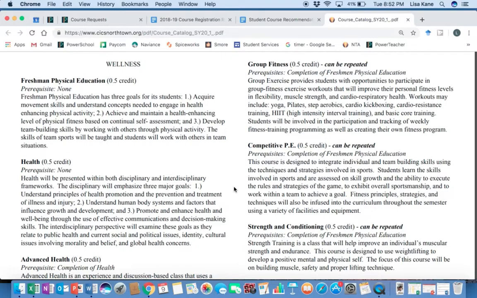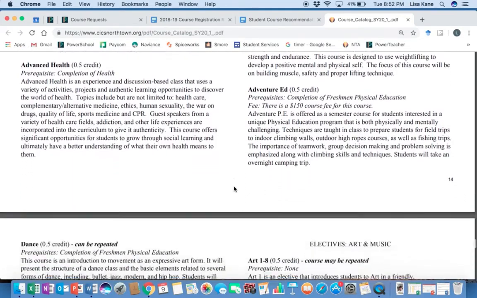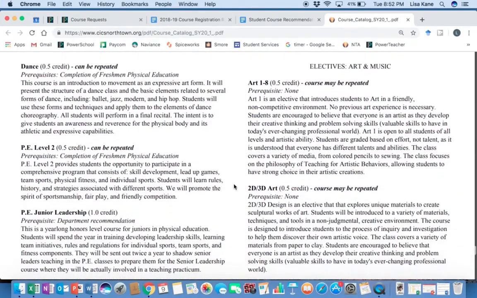And if you have finished all your PE, but you just want to take it as an elective, you can take 1 PE class next year. Advisors, now's a good time to pause the video so students can scan through, look at all the PE classes, and indicate if there's one class they want to take next year.